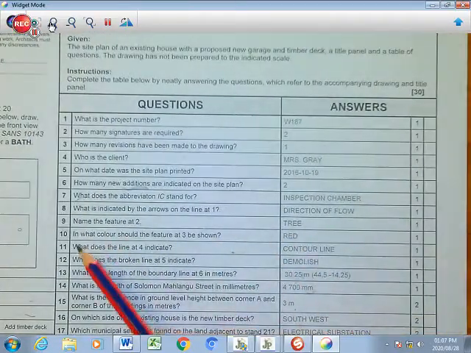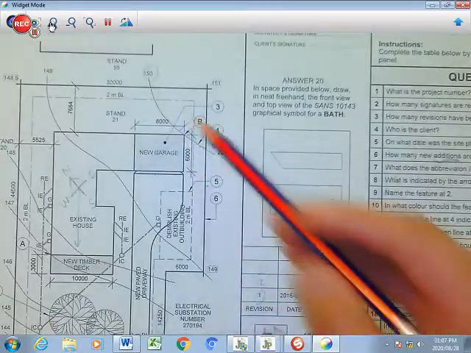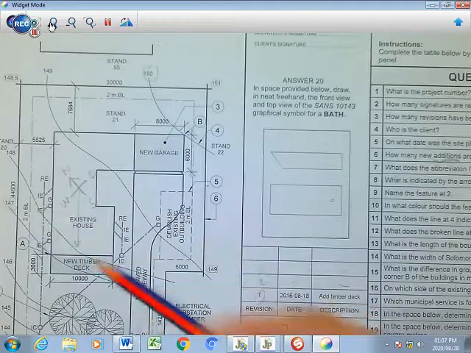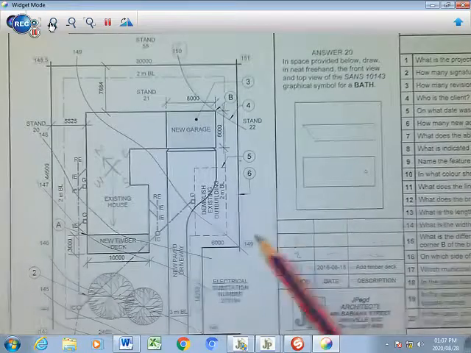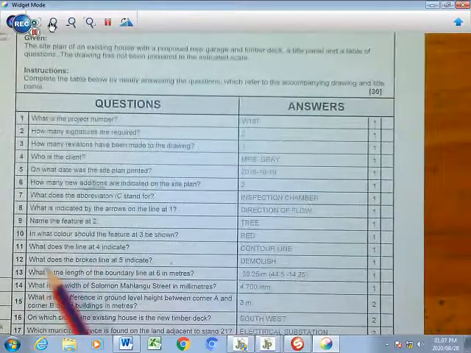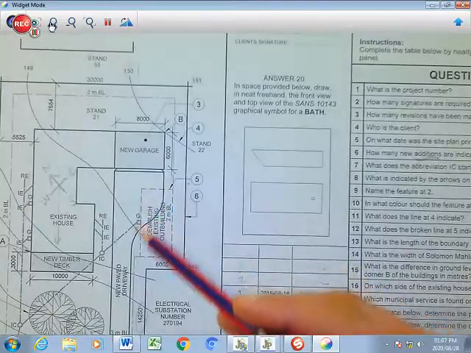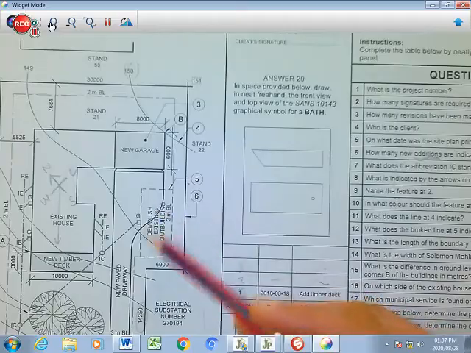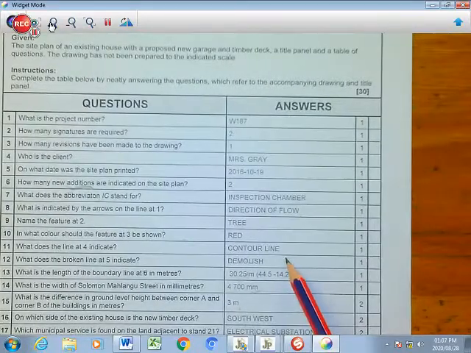The next one is 11. What does the line at 4 indicate? It refers to these lines over here. Those are contour lines. The function of the contour line is that it shows height above sea level, should that question be asked. What does the broken line at 5 indicate? There's a broken line here. It says that that building will be demolished or thrown down or removed. Those would all be acceptable answers: demolished, removed, thrown down.